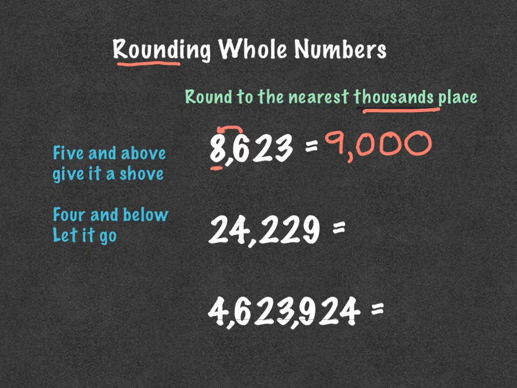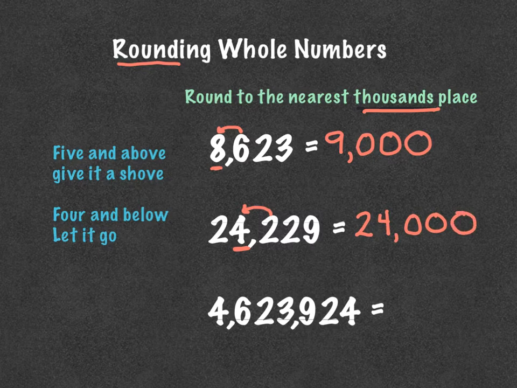All right, for this next one, we're going to, again, identify our thousands place. All of these are rounding to the nearest thousands place. So 4 is in the thousands place. The 2 is our bossy number, so that's going to boss this 4 around or let it go. Since the 2 is 4 and below, let it go, we're not going to change the 4 at all. The 2 is too far away to even get bossed around. Everything after that is rounded to a round number like 0. So 24,000.